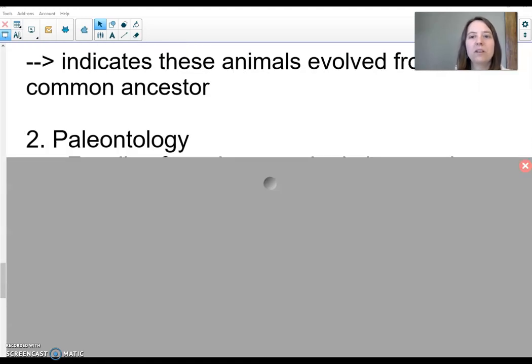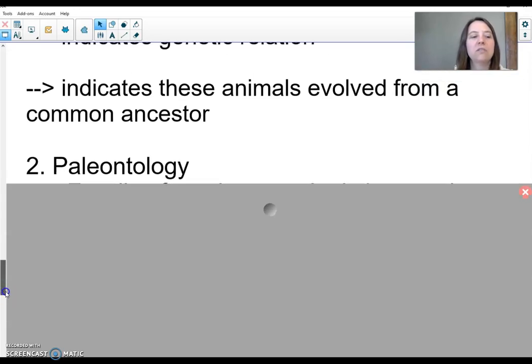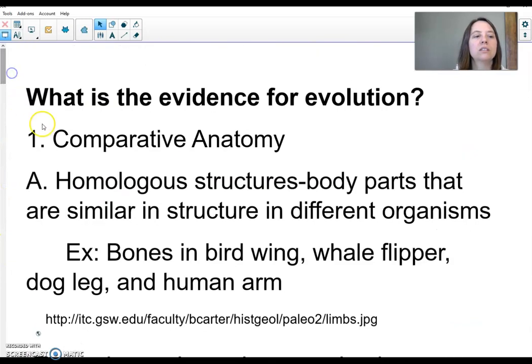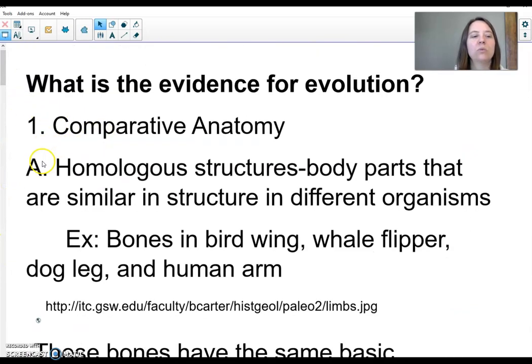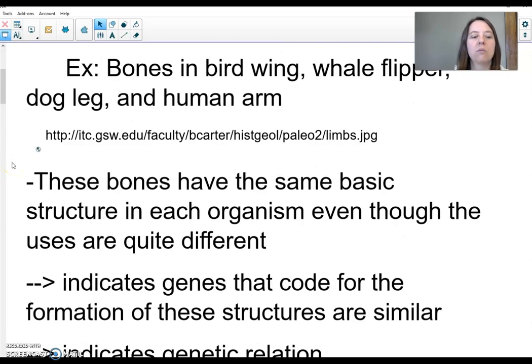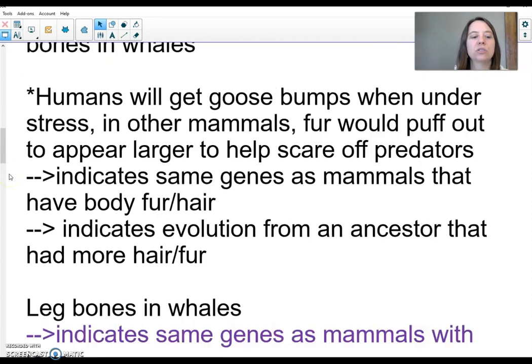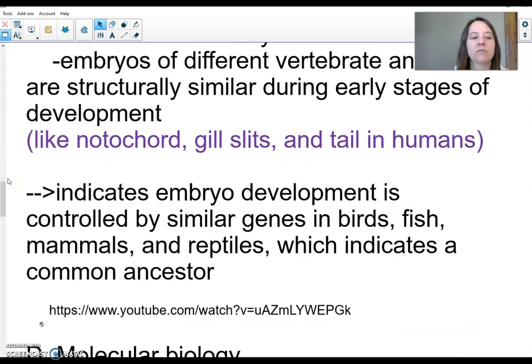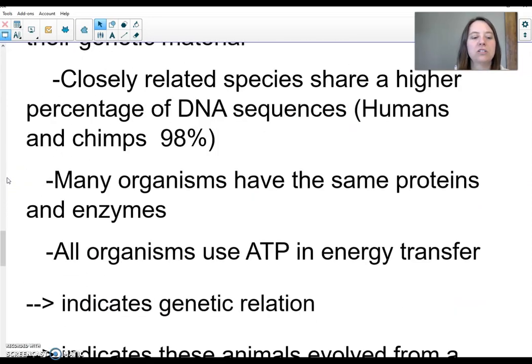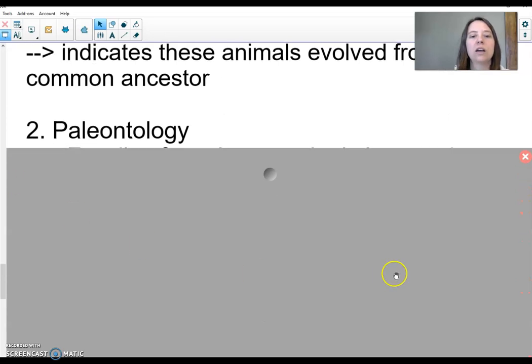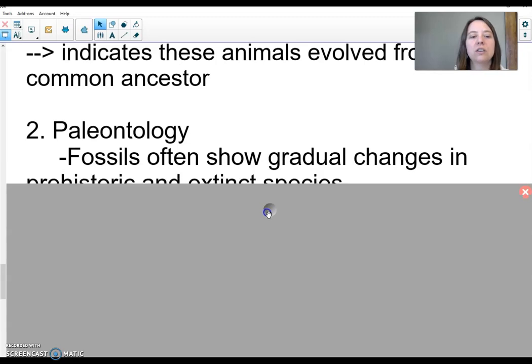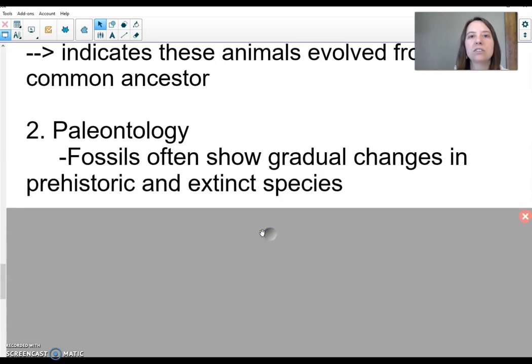There is also quite a bit of evidence for evolution in paleontology. If you notice, that's number 2, because number 1 was comparative anatomy, which had a number of subsets: homologous structures, vestigial structures, similarities of embryos, and molecular biology. And now we're moving on to a whole different category, paleontology, which is fossils and the study of ancient life.